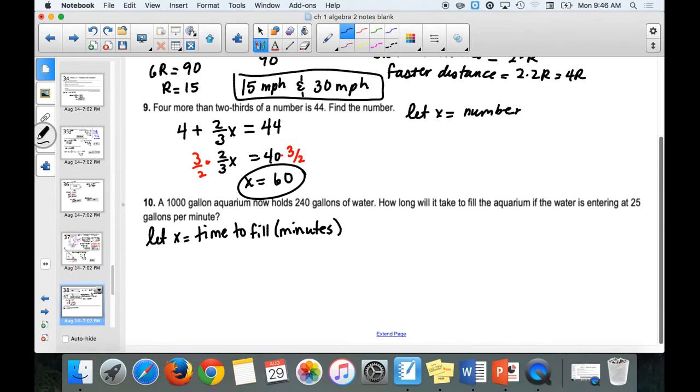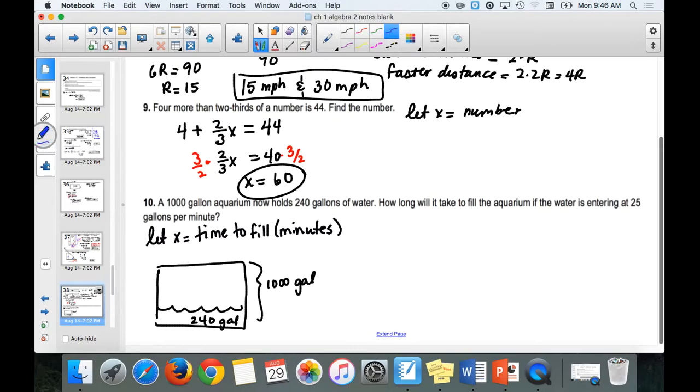All right, and how much are you filling? Yeah, Eric? I think that's still 760. Yep, exactly. So you have a 1,000-gallon tank, but it's already at 240 gallons. So if we have a total of 1,000 gallons, how much do we need to fill? Yeah, we need 760. Now you could work that into your equation, or you could just start with 760.